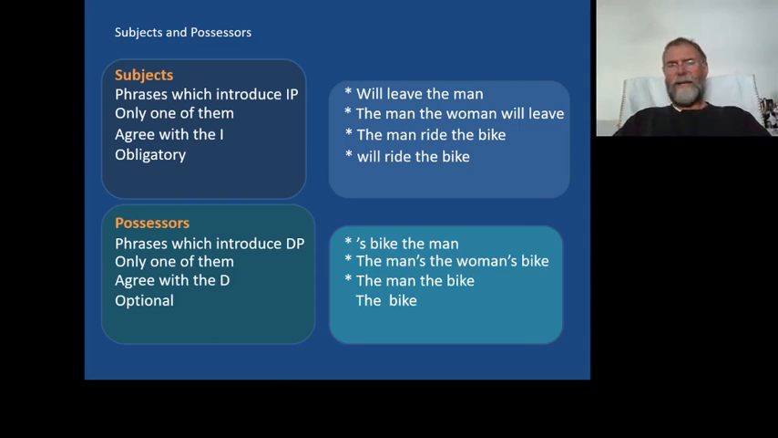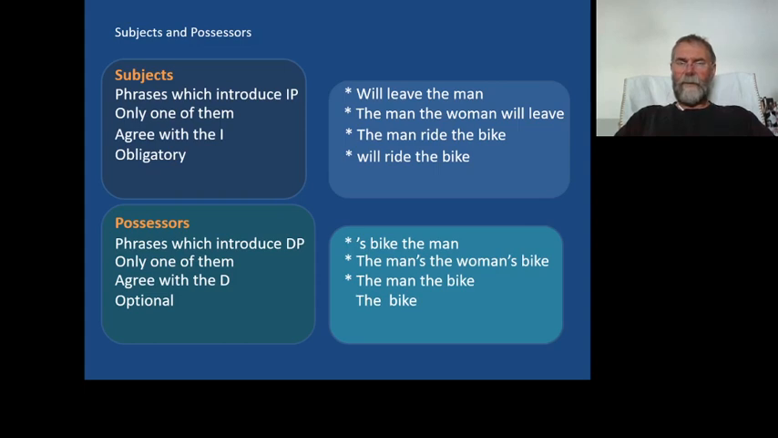Now, this turns out to be a difference between clauses and any other type of phrase. It's only clauses that have to have specifiers. And that's something special about IPs, rather than there being some sort of difference here between subjects and possessors being marked by this.